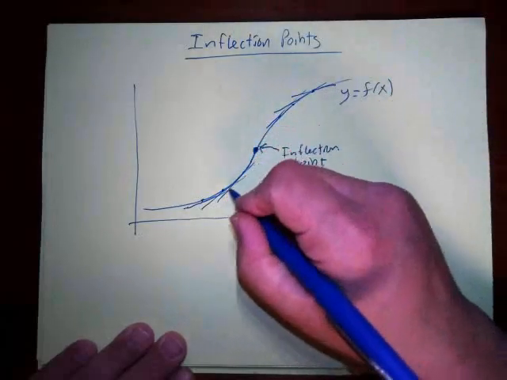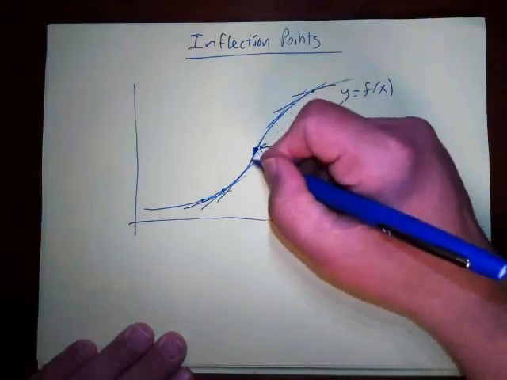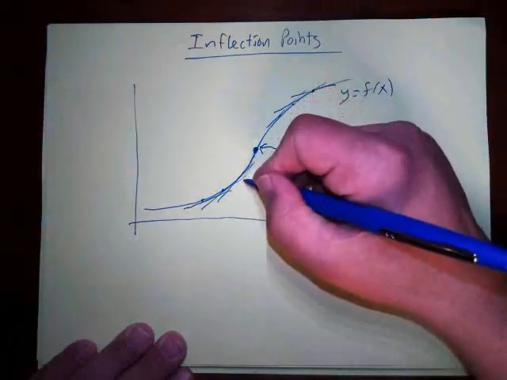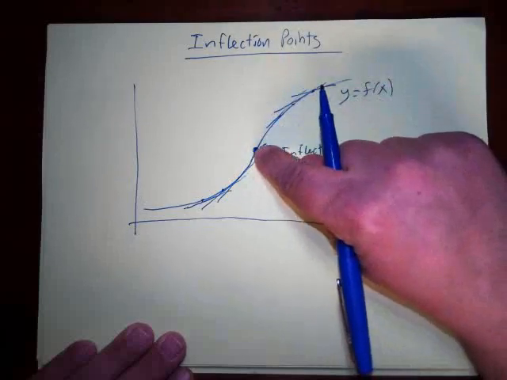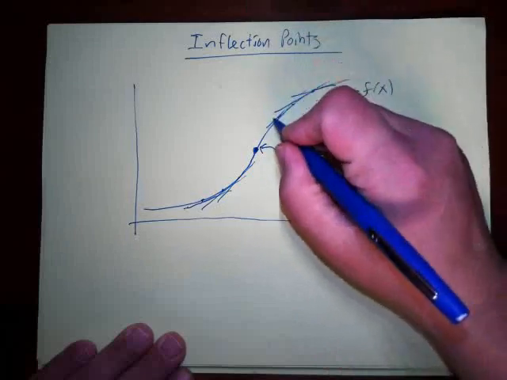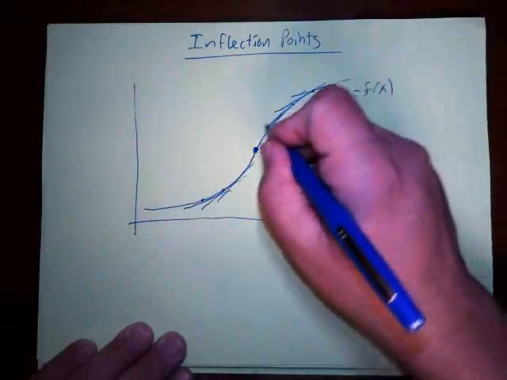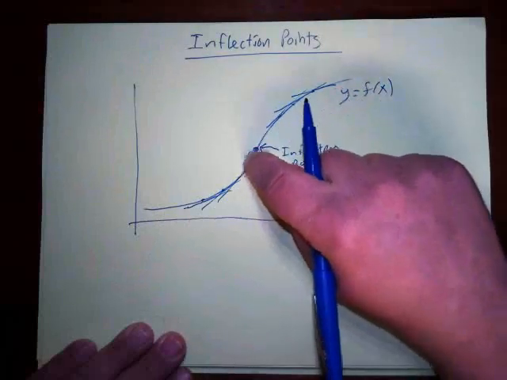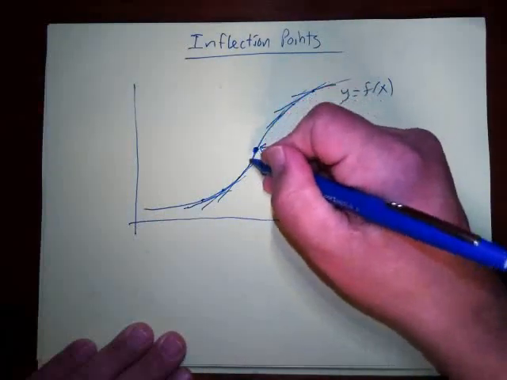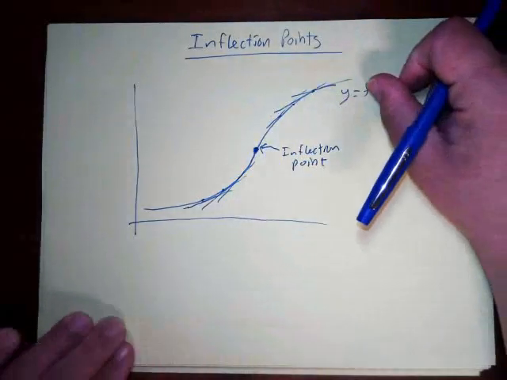One thing is, at that inflection point, they say that the tangent line actually passes through the graph at the inflection point. So like at these other points, it's going to probably pass through the graph somewhere else. Maybe way down here. Maybe right here it'll pass through over here. But at that inflection point, it actually passes through the graph. Okay?